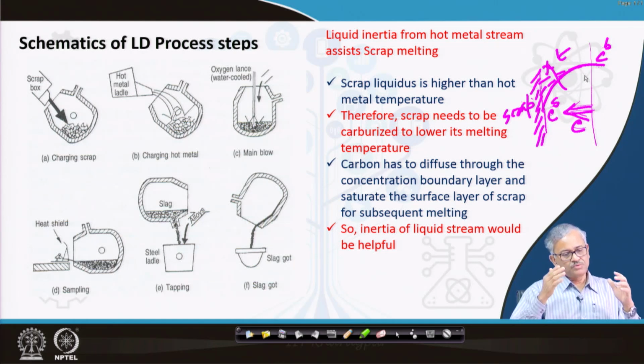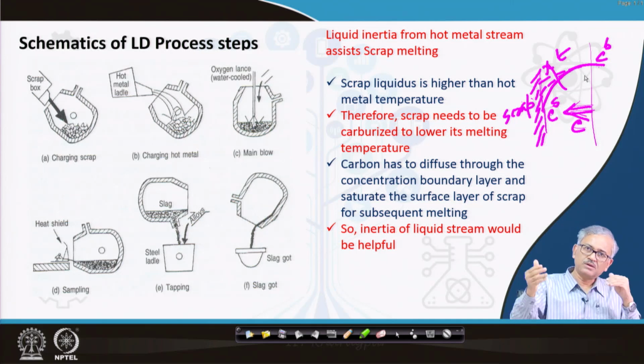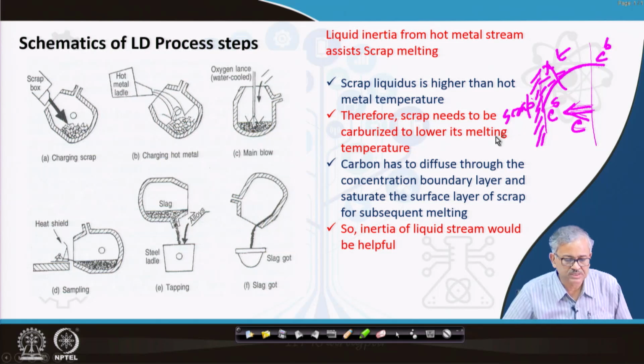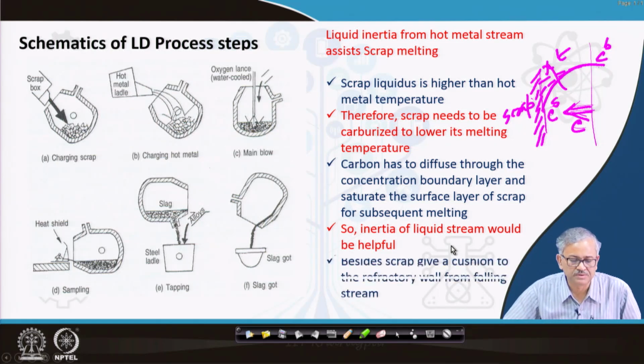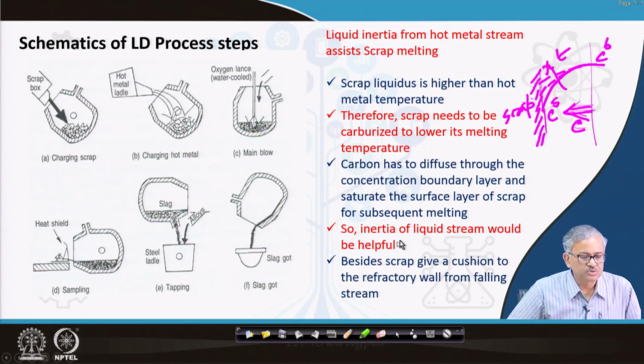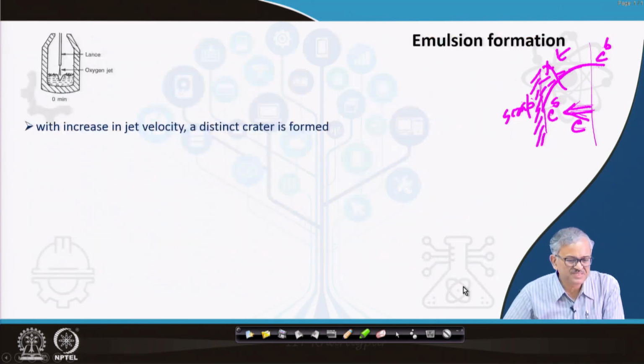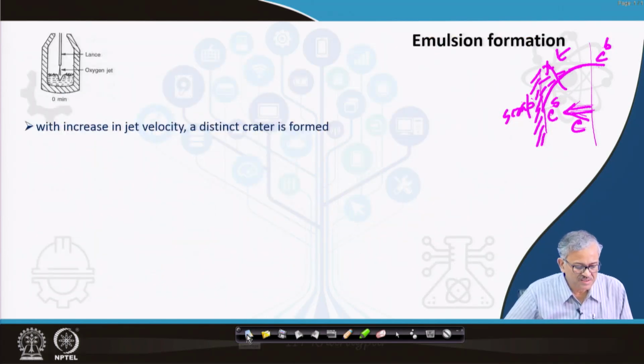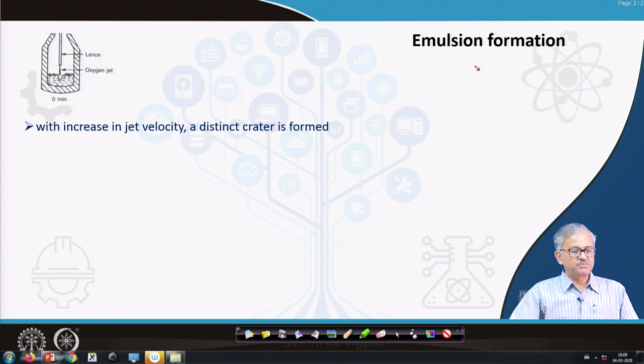So, you have to carburize the scrap by mass transfer from the bulk of the liquid hot metal to the surface of the scrap. This is essential, and then you can melt it. Okay. Now, let us discuss the emulsion formation. What are the steps of emulsion formation?